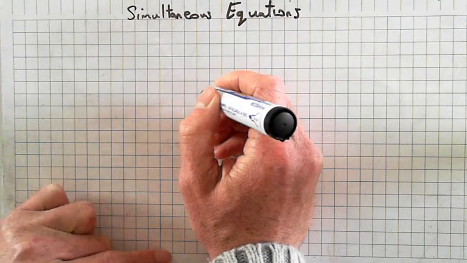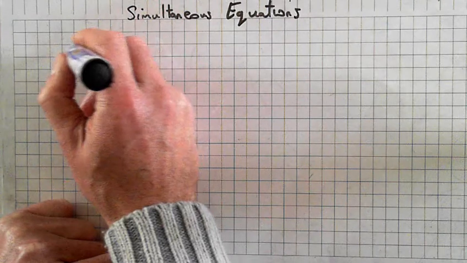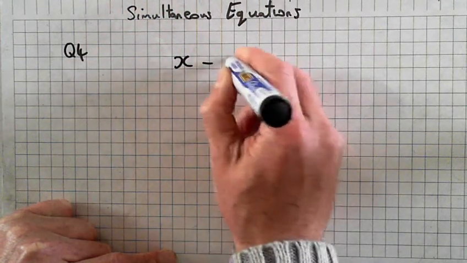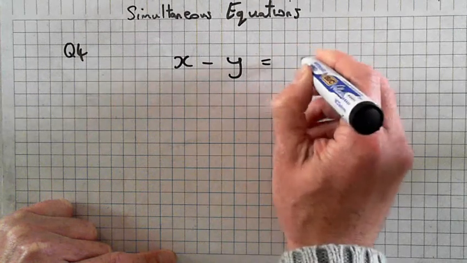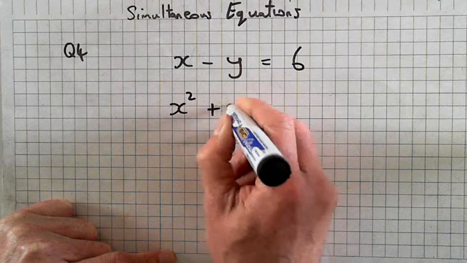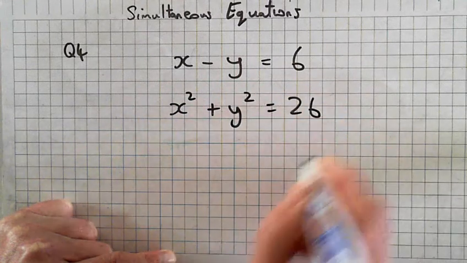Right, so question 4. You've got to find where the line and the circle cross each other.